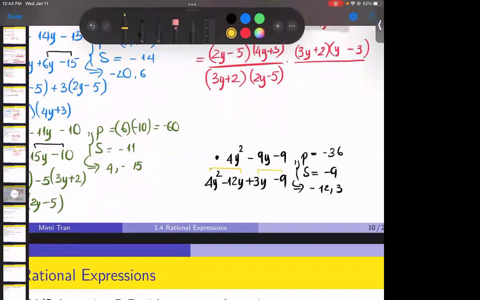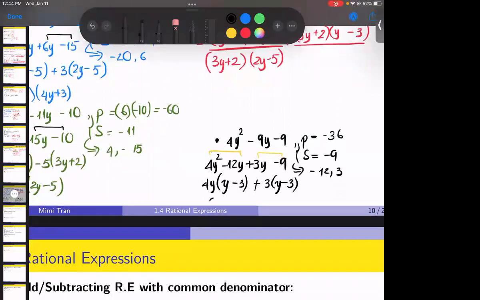Group the first two and last two. Factor out 4y for the first group. I have y minus 3. Factor out the positive 3, y minus 3. So y minus 3 times 4y plus 3.